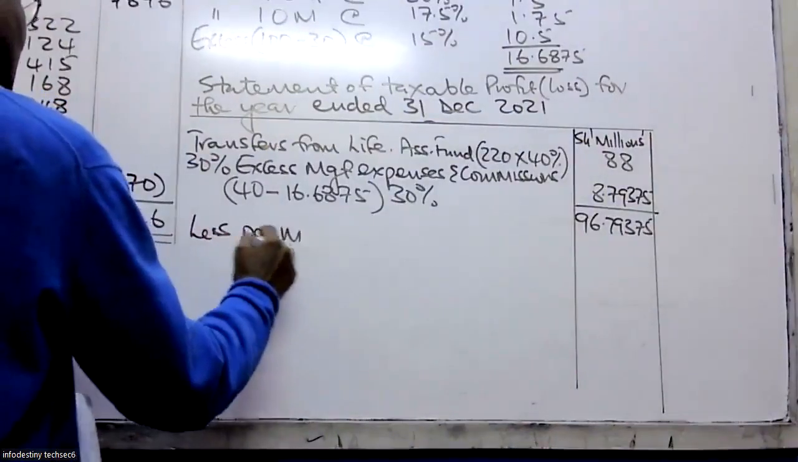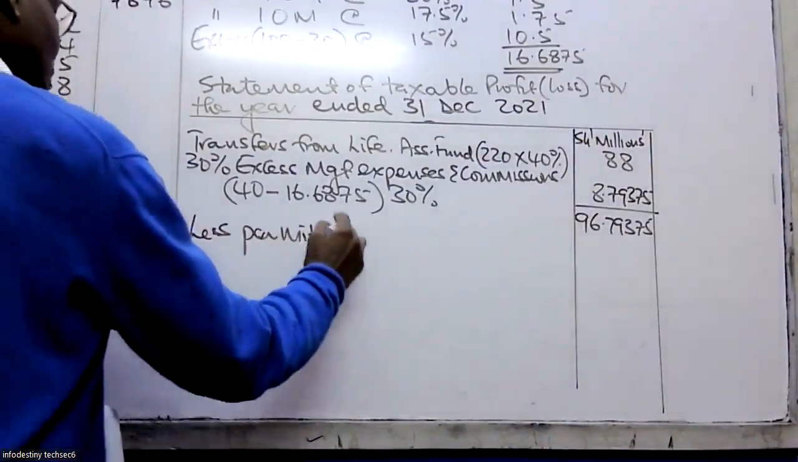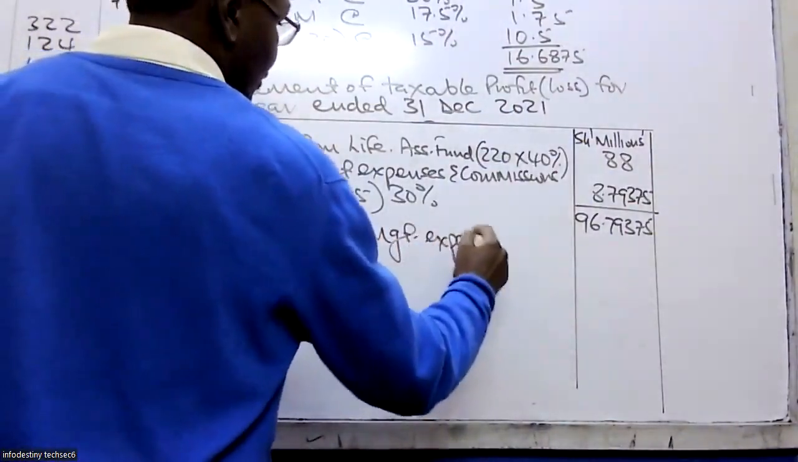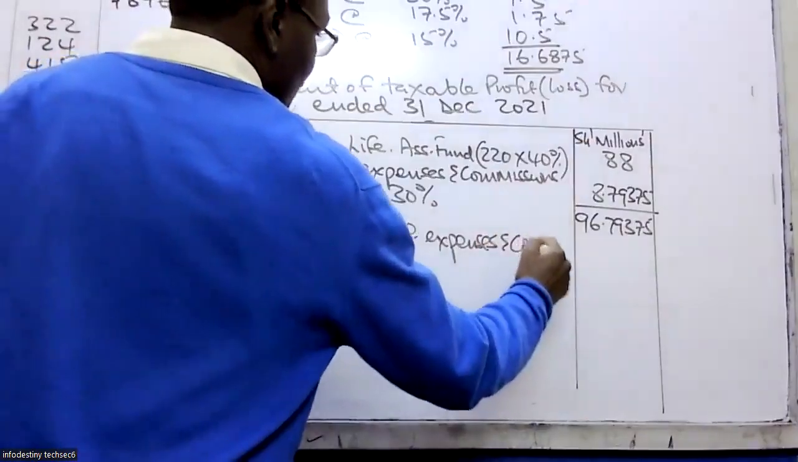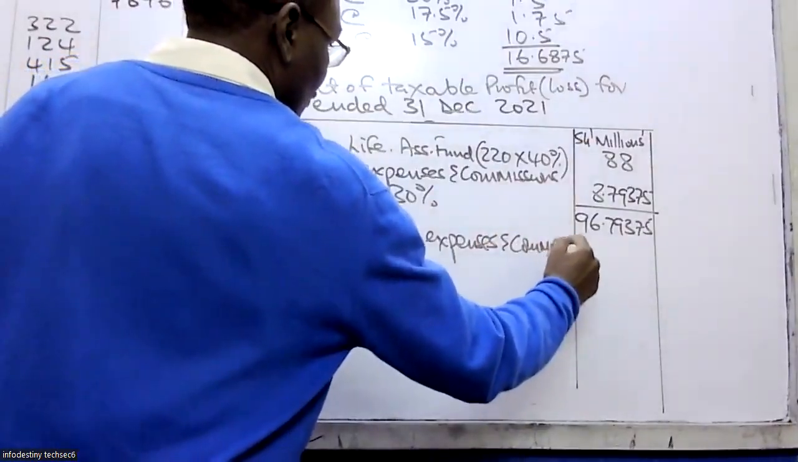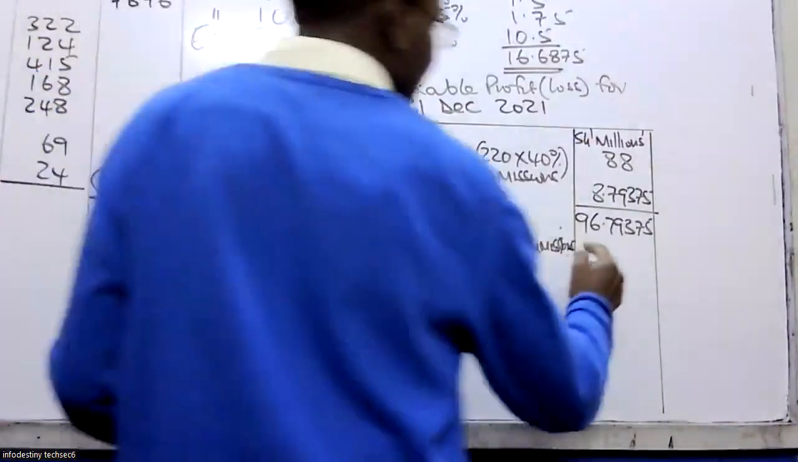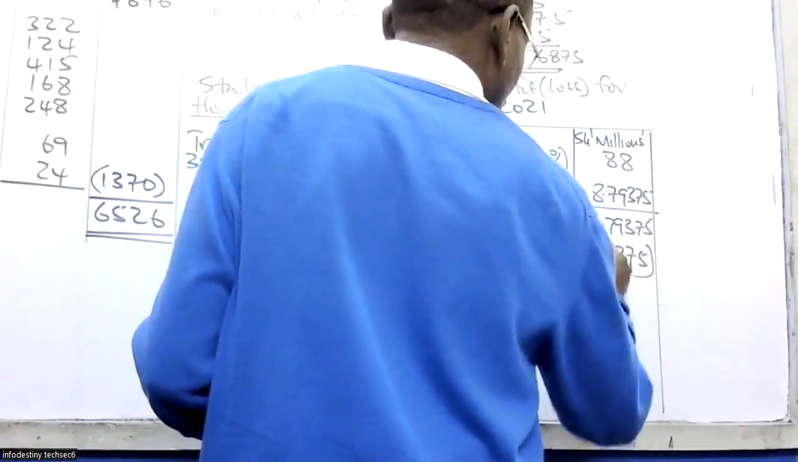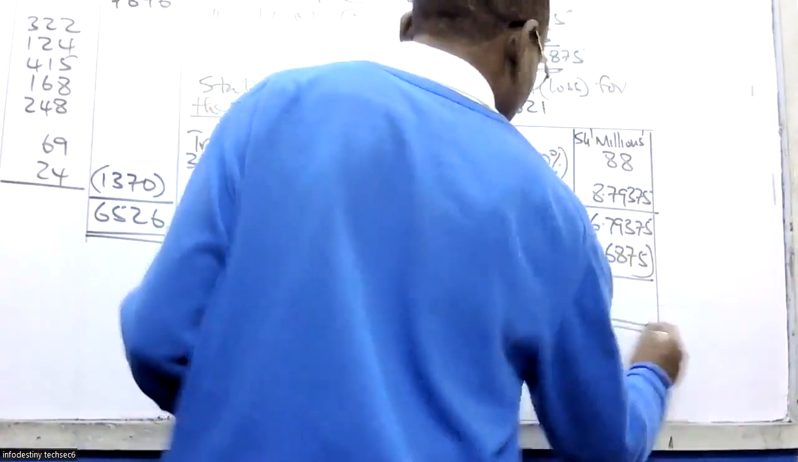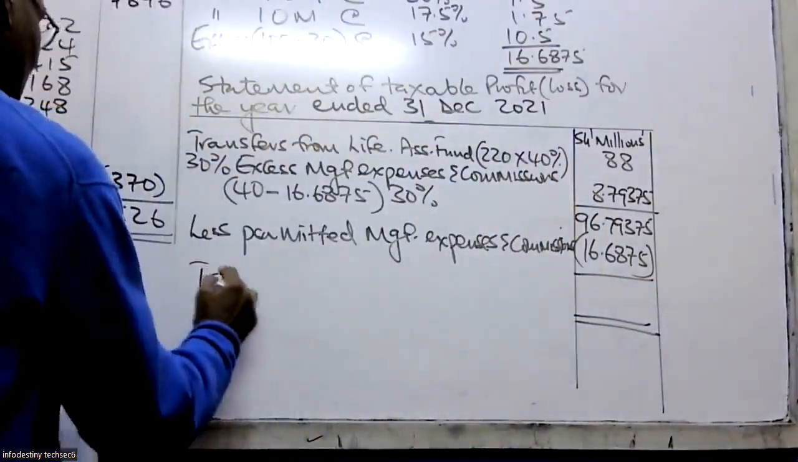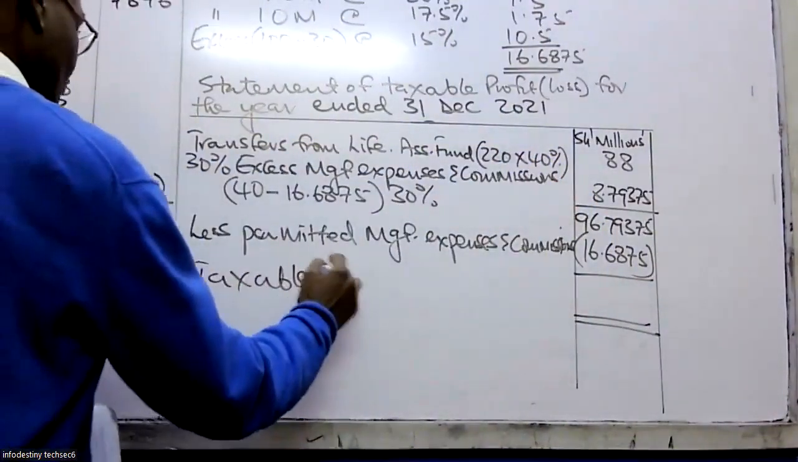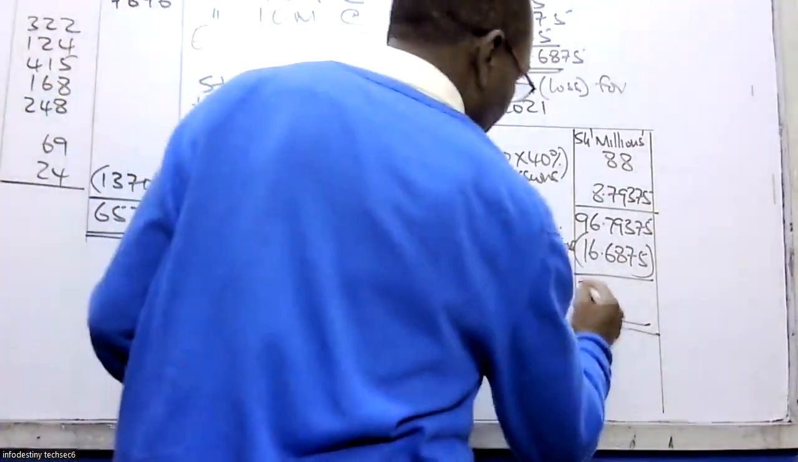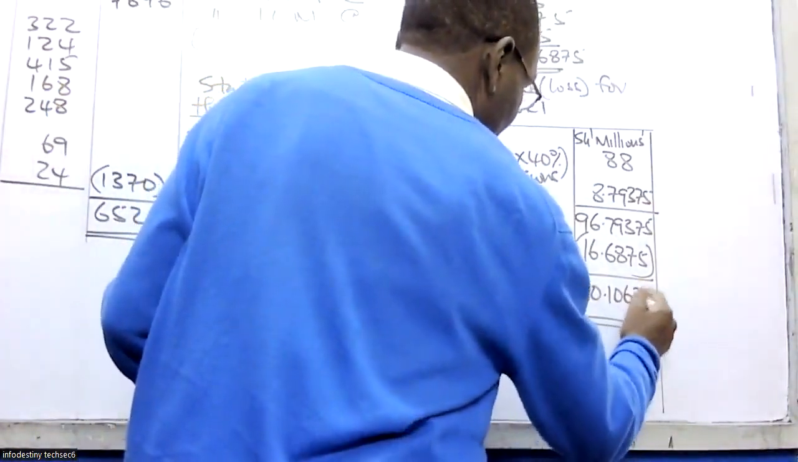Then you less the expenses that were permitted. Less permitted management expenses and commissions. The permitted management expenses and commissions is 16.6875. We deduct that. The difference is taxable income, 80.10.